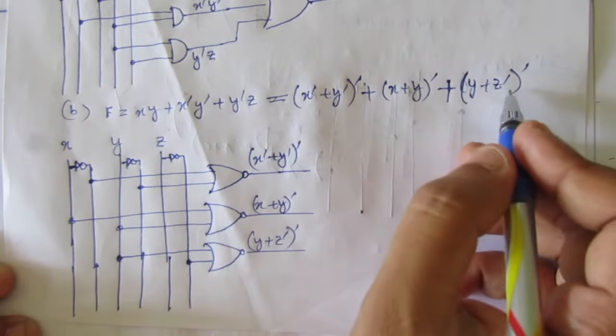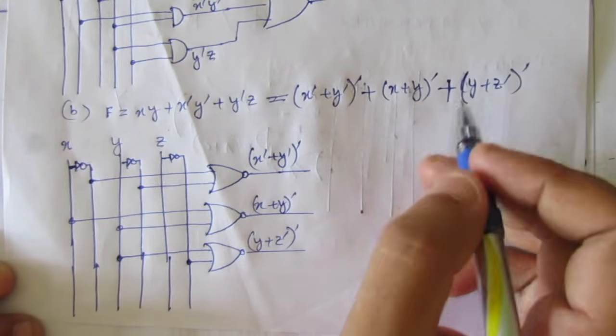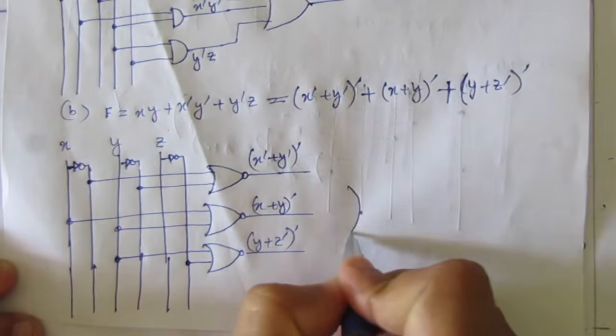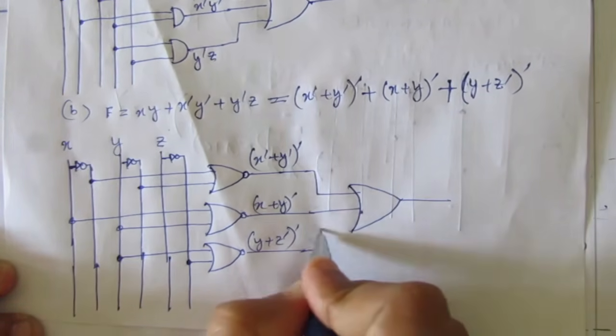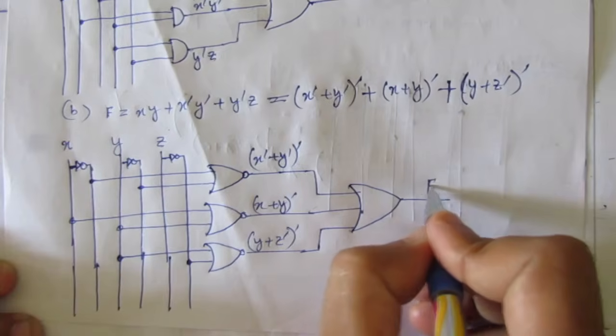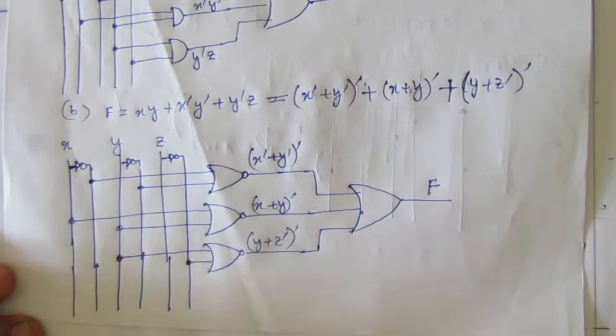Now we have to add these three terms. So we'll use an OR gate here and we'll get the function F at the output. So this is the solution of the second part of the problem.